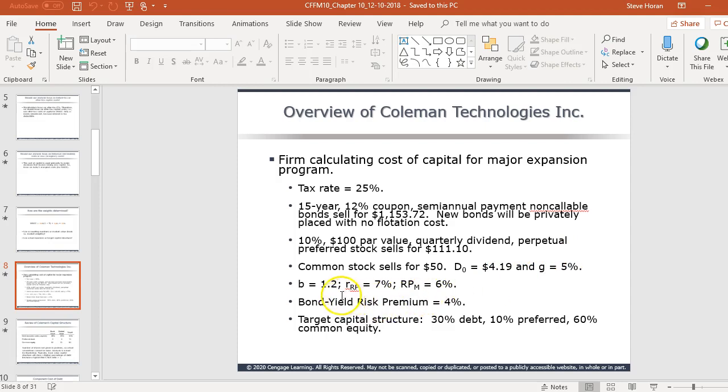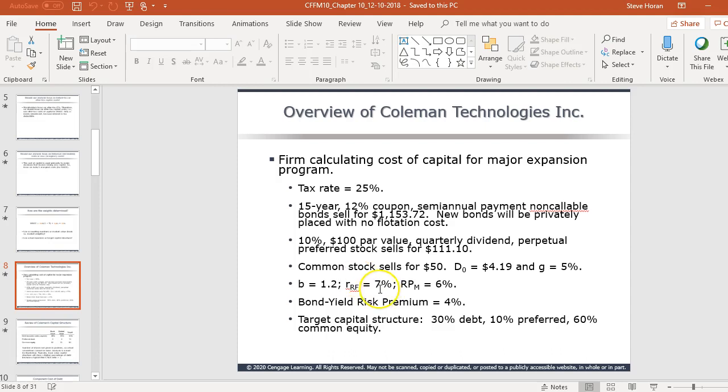The beta for the company is 1.2, if you can recall the beta discussion from earlier. Beta above 1 means the stock is a little bit riskier than the market, and below 1 is less risk than the market. The market's beta is 1, so above 1 is riskier, below 1 is safer or less risky.